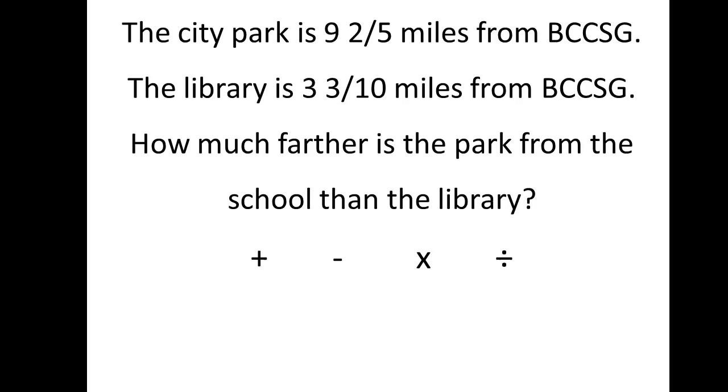Our question says, the city park is 9 2/5 miles from BCCSG. The library is 3 3/10 miles from BCCSG. How much farther is the park from the school than the library? So the city park is 9 2/5 miles from Brighter Choice, or BCCSG. The library is 3 3/10 miles from BCCSG. And we want to know how much farther is the park from the school than the library.